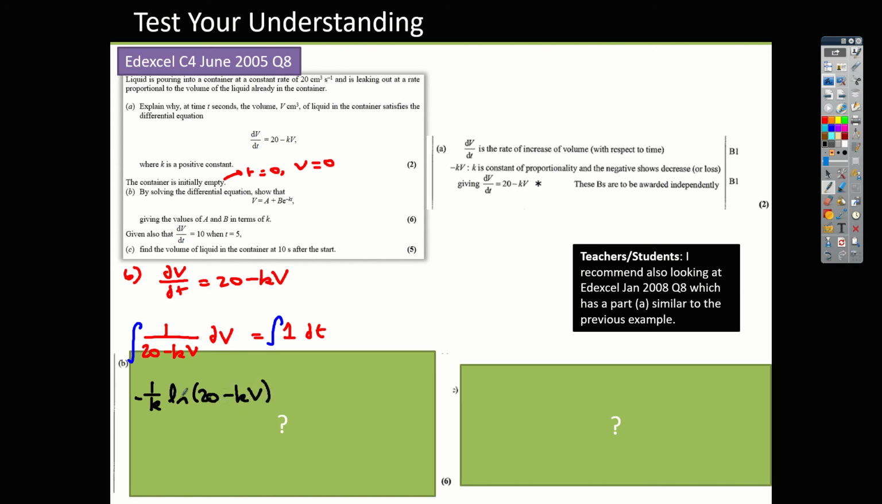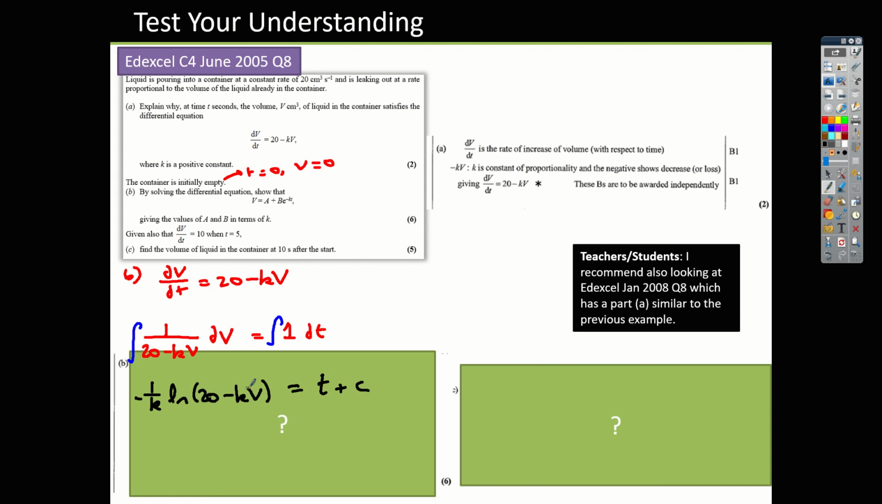Okay, if you want to check that, if you differentiate this, the natural log will give you 1 over 20 minus kv, but then it will also give you minus k on the top, and the minus 1 over k there is going to cancel that minus k out. On the right side, you're going to get just t plus c.